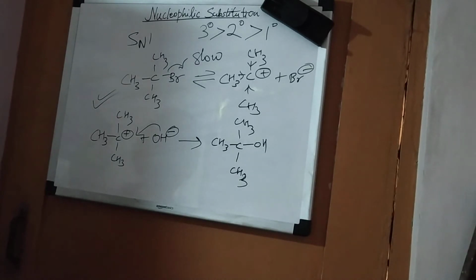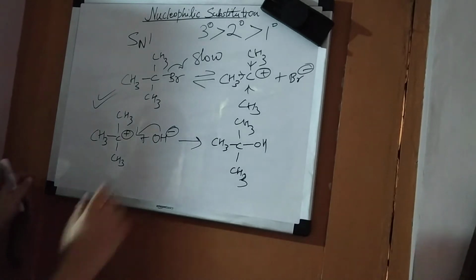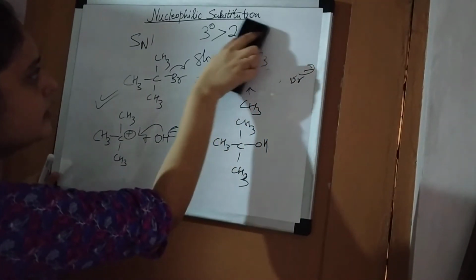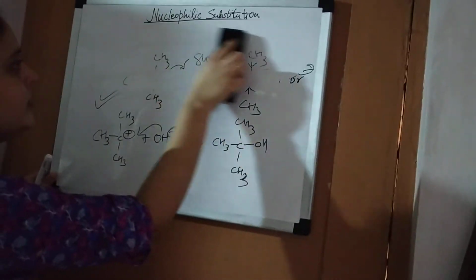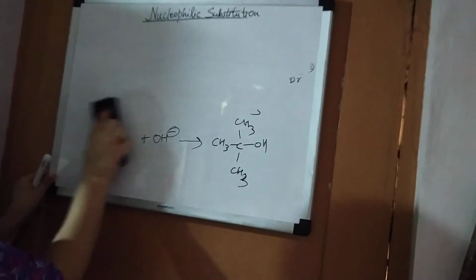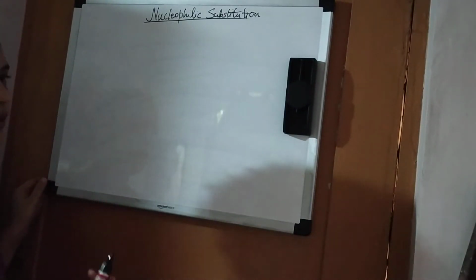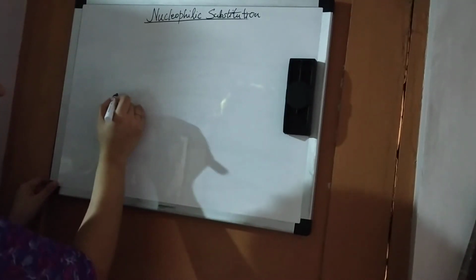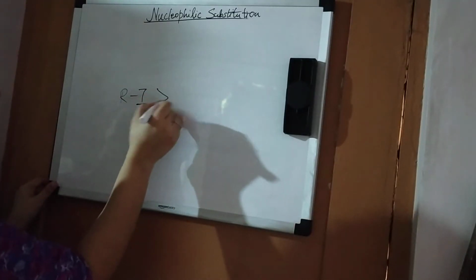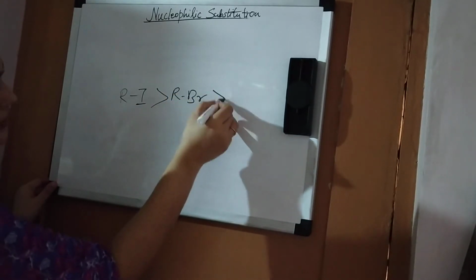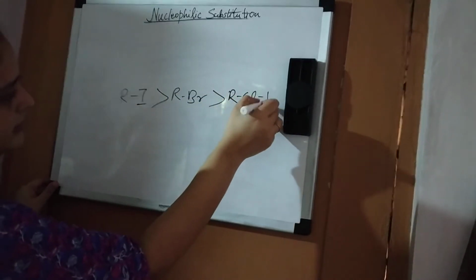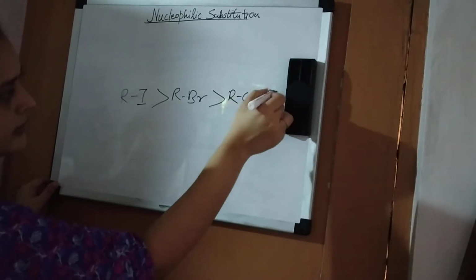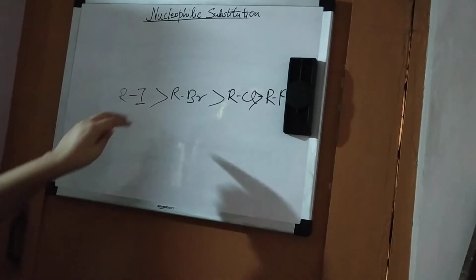So this was the nucleophilic substitution reaction of the haloalkane, right? Now we will see one more thing. In both SN1 and SN2 reactions, the order of leaving tendency of the halide group from the alkyl halide is: R iodide, R bromide, then R chloride, then R fluoride.